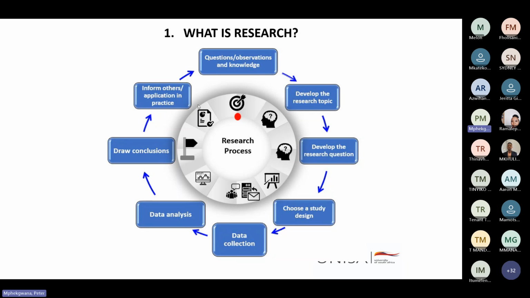It might look simple, but there are some key things that you need to consider when you construct a research question. So this is a wheel. Observation: maybe you're working in a certain company. Through your observation, you see that there are some issues or problems. You want to solve them. Thereafter, you develop a research topic. From the research topic, you develop research questions.